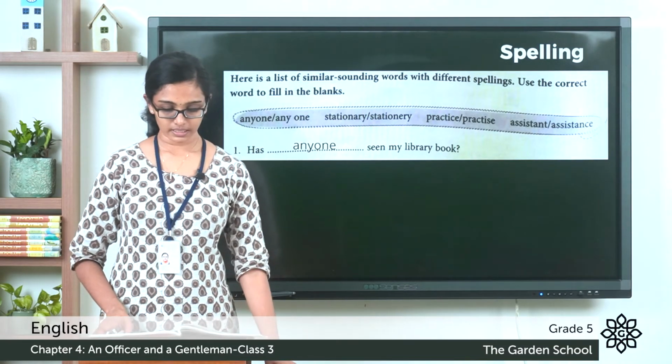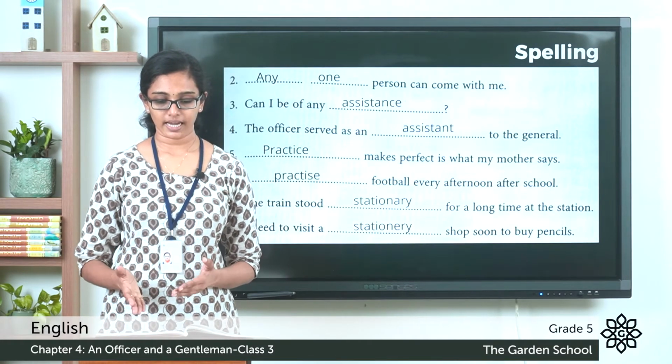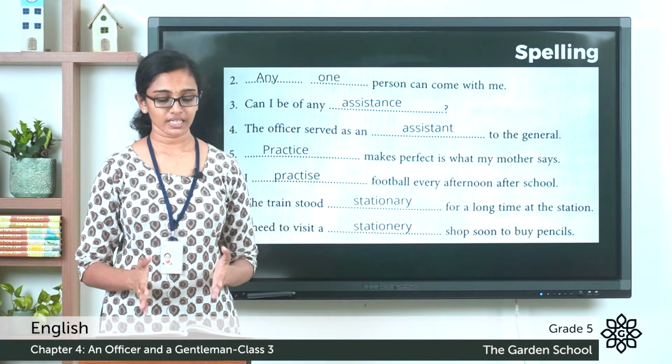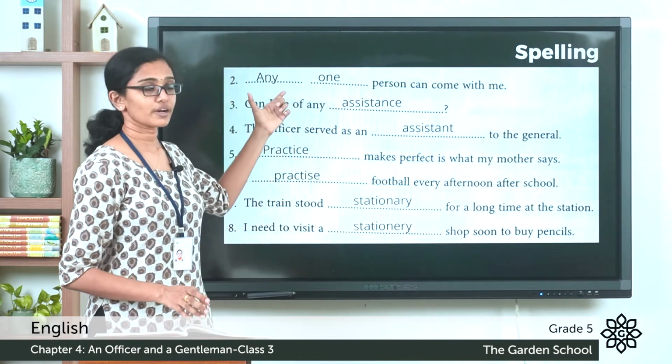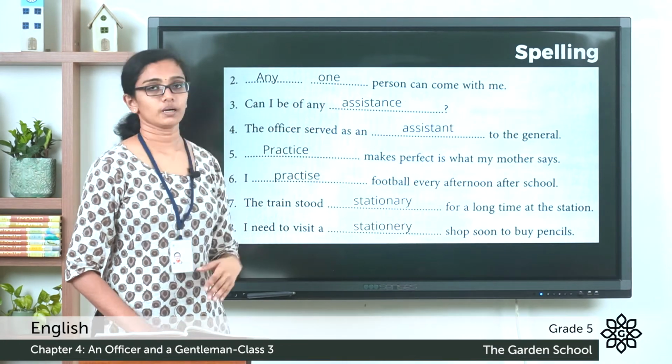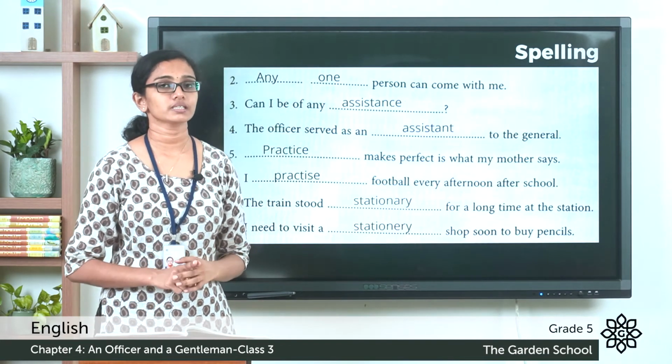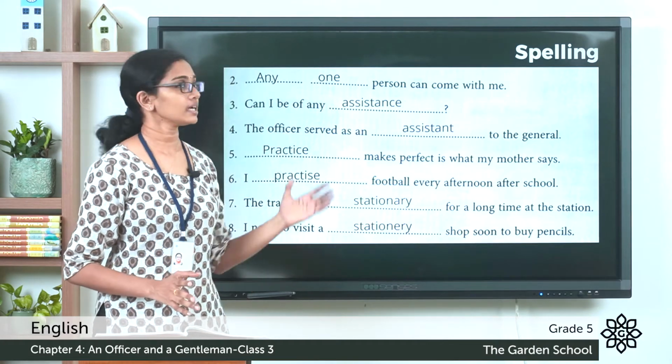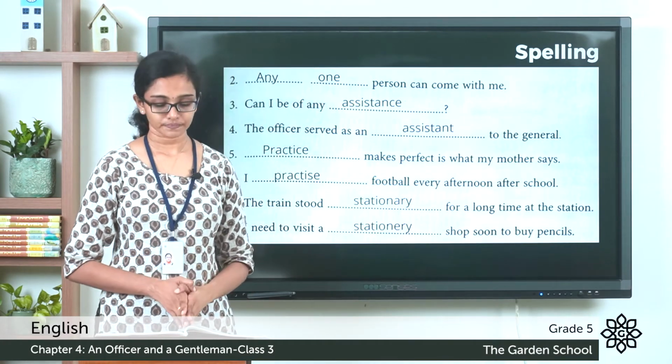Now let's see the second question. Dash person can come with me. So here you are supposed to use the phrase any one. Any one person can come with me. It means any one person among the group of people there can come with me.